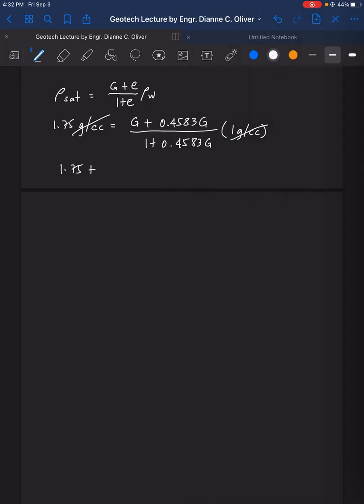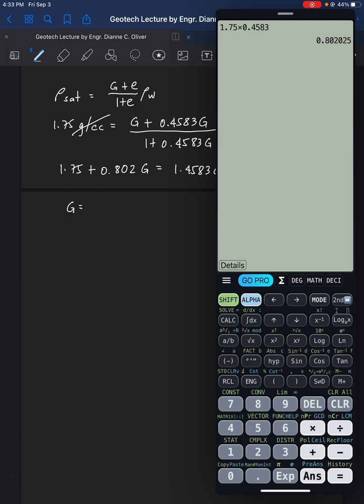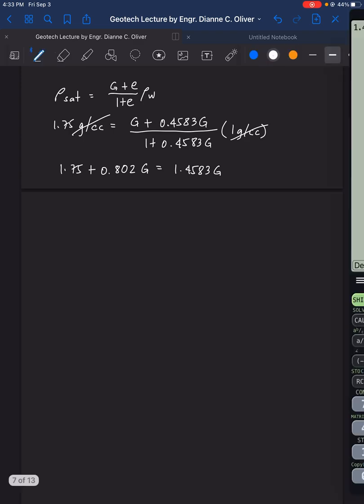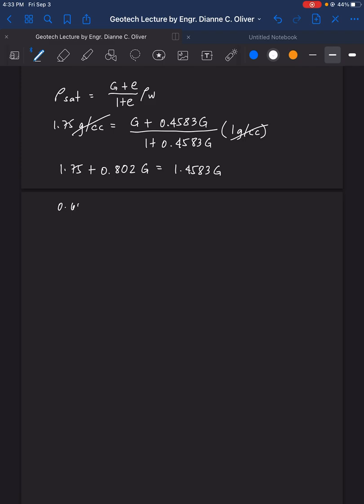0.8020. So 0.8020 gram, or specific gravity G. Then this becomes 1 plus 1.4583 G. Therefore, G now is equal to 1.4583 minus 0.802, that is 0.6563. G is equal to 1.75.